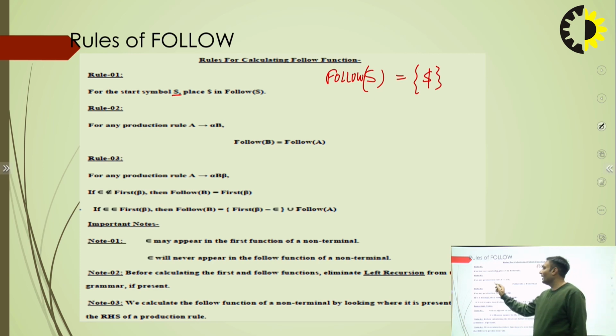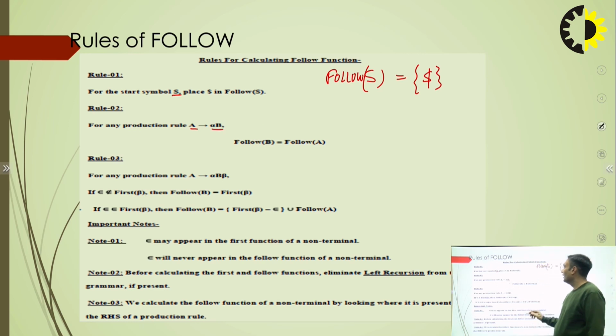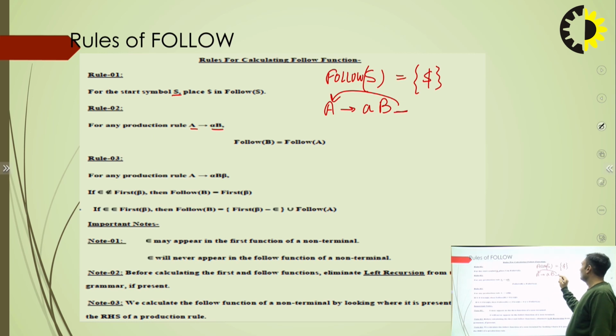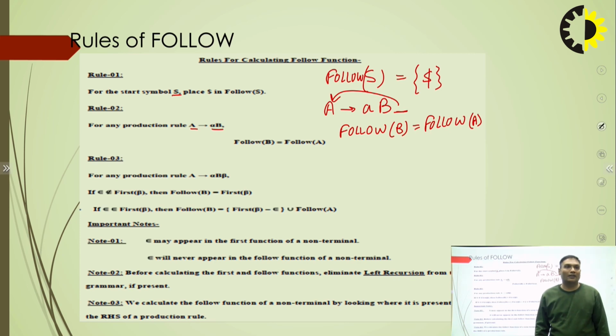Rule number 2 says that for any prediction rule A to small a, capital B, the follow of B will be the follow of A. If there is no value at the end of B, or you can say that if no one is following this B, then the follow of B will be equal to the follow of A.